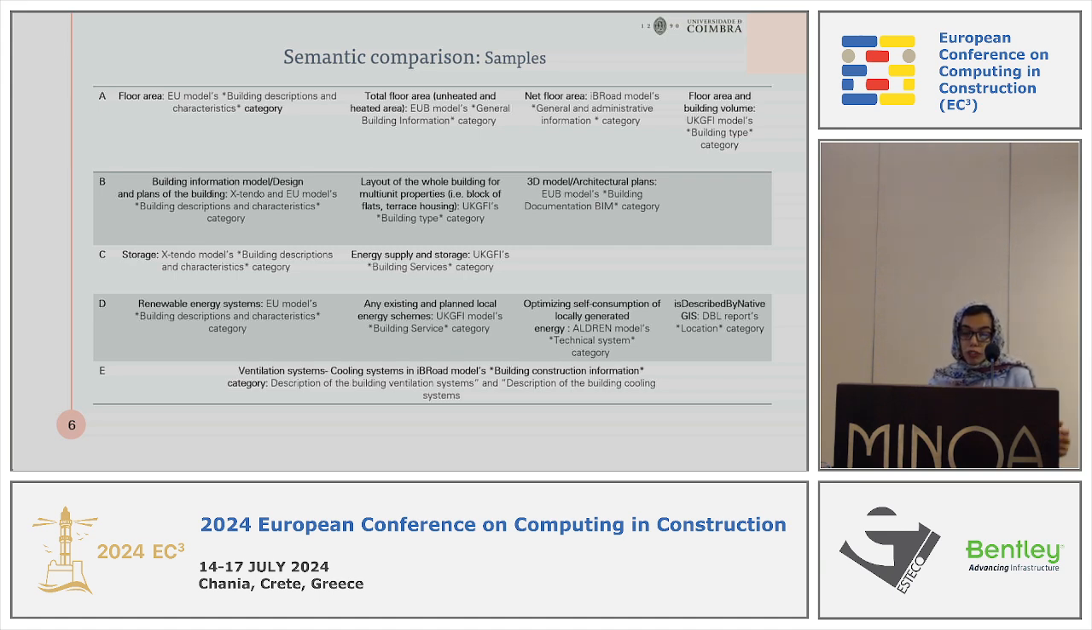And also net floor area in the IB Road project, general and administrative information. As another example, building information model and design and plans of the building in Extendo and EUB model is more or less equal to layout of the whole building, but they have a different terminology, but they are the same in meaning.